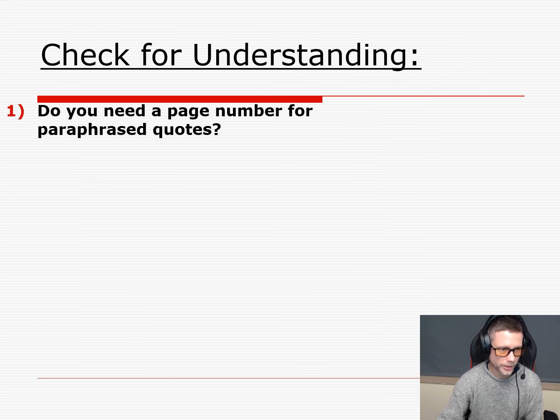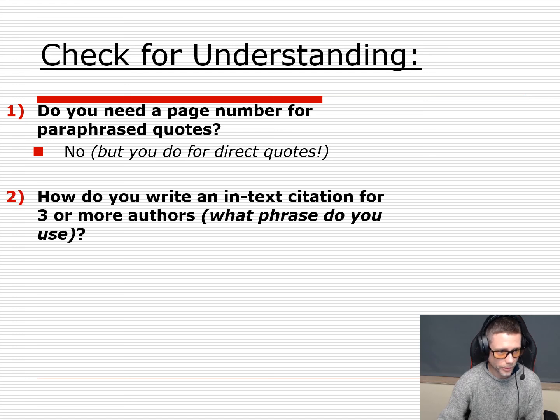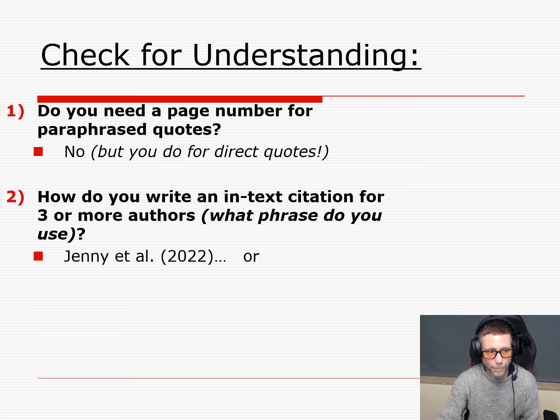So let's check your understanding. Do you need a page number for paraphrased quotes? No, you don't. But for direct quotes, you do. So hopefully you knew the answer to that. Number 2, how do you write an in-text citation for 3 or more authors? Big hint. What phrase do you use? Et al. Other way to list it, at the end of the sentence.